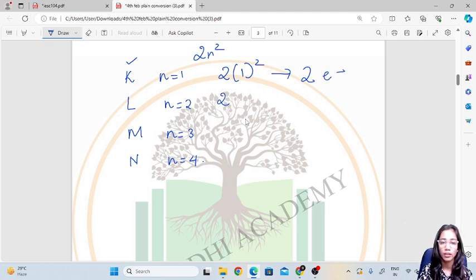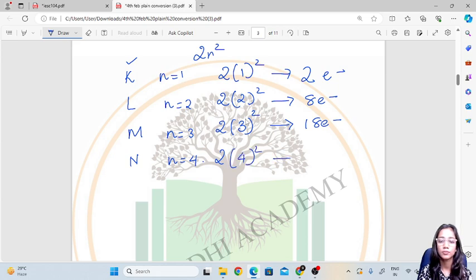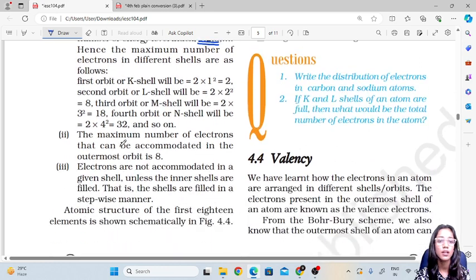Next L, n is 2, so 2 times 2 squared gives 8 electrons. Then n equals 3, so 2 times 3 squared gives 18 electrons. And for n equals 4, 2 times 4 squared gives 32 electrons. So 2, 8, 18, 32 electrons can be accommodated in the K, L, M, N shells. This is the first rule.